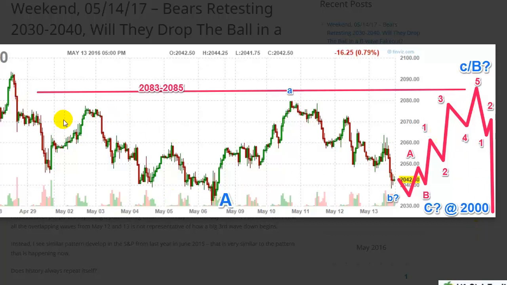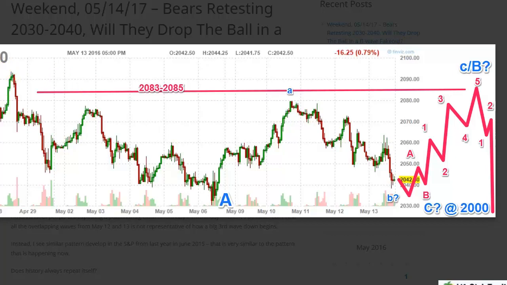So my best guess at the moment is we set up an A wave diagonal here, and then an A, B, 1, 2, 3, 4, 5, right? So that makes the B wave high that re-challenges the 2105. So 2105 was the actual high, and we tested 2090s.